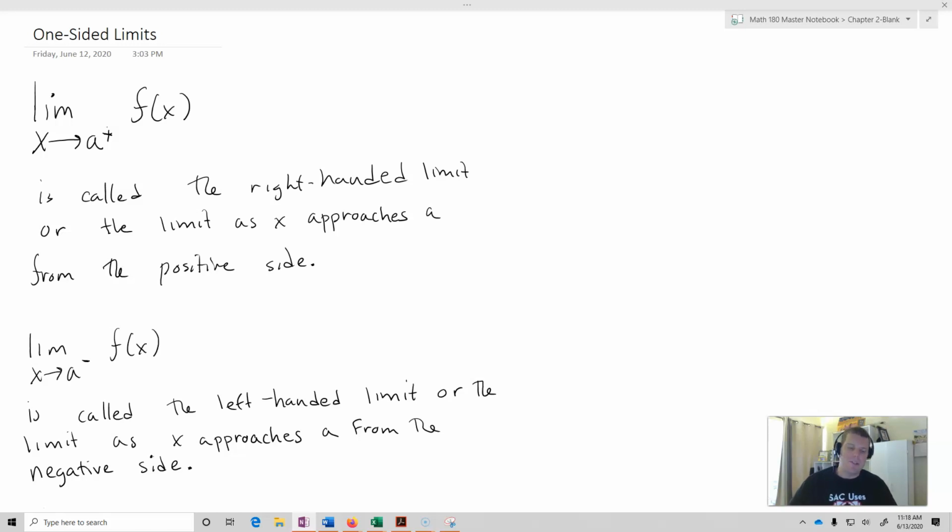The limit as x approaches a from the negative side, you'll see that has a minus in the superscript, is called the left-handed limit. So it's coming in from the negative side. We have these two. Be very careful about that notation, a plus and a minus, because that differentiates between when it's coming from two different sides.